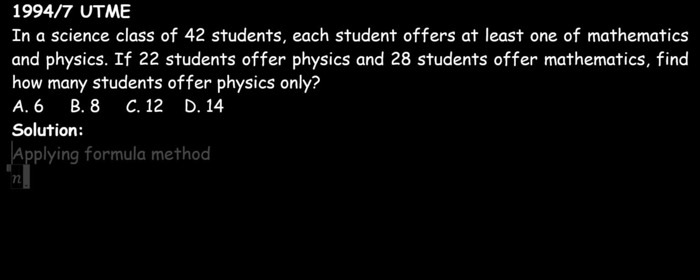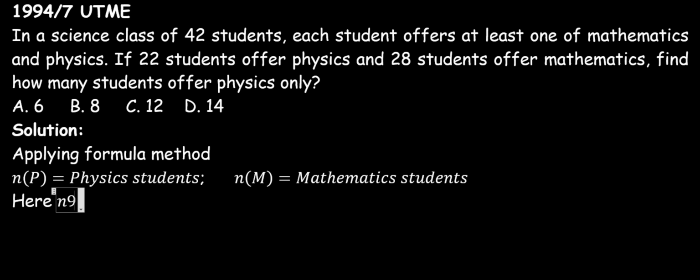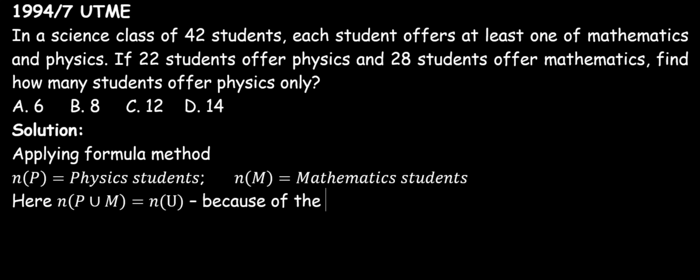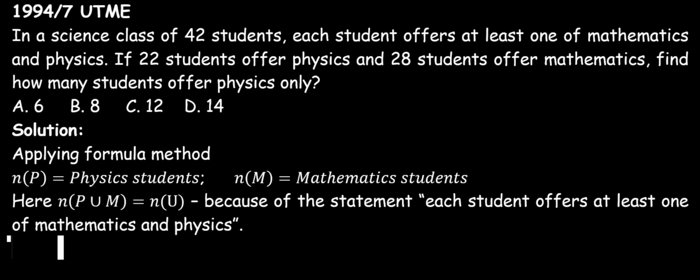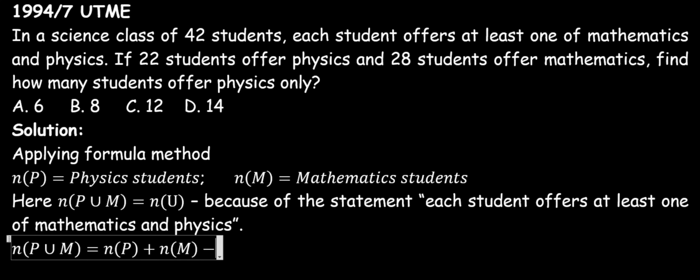Applying the formula method, we know that n of P is the number of physics students, and n of M is the number of mathematics students. n of P union M is equal to the number of the universal set. The reason is because of the statement, each student offers at least one of mathematics and physics. Our formula, which is n of P union M, will be equal to n of P plus n of M minus n of P intersection M. This is our main formula.